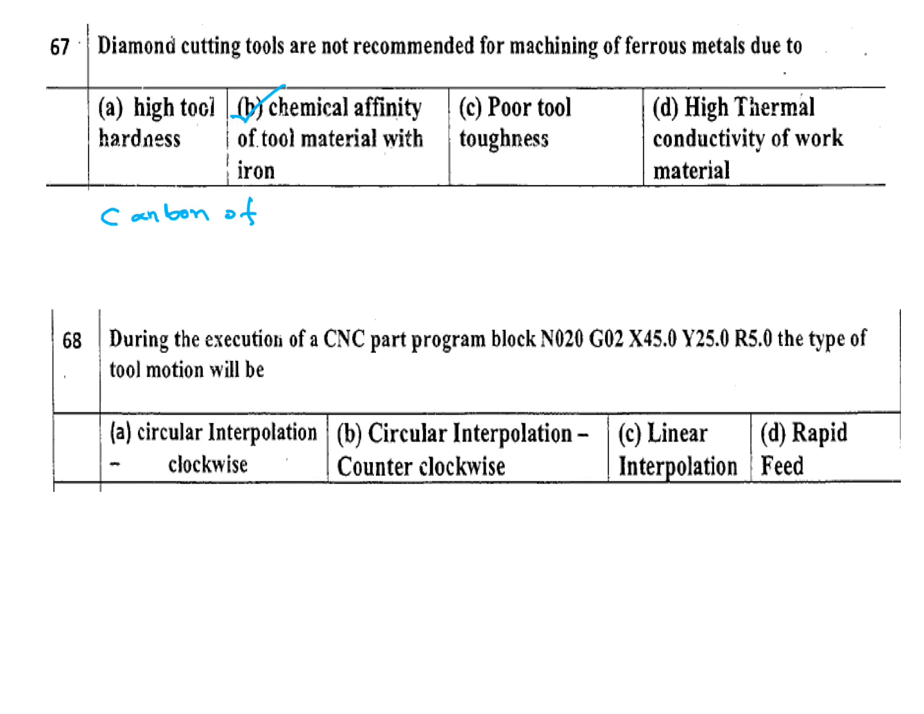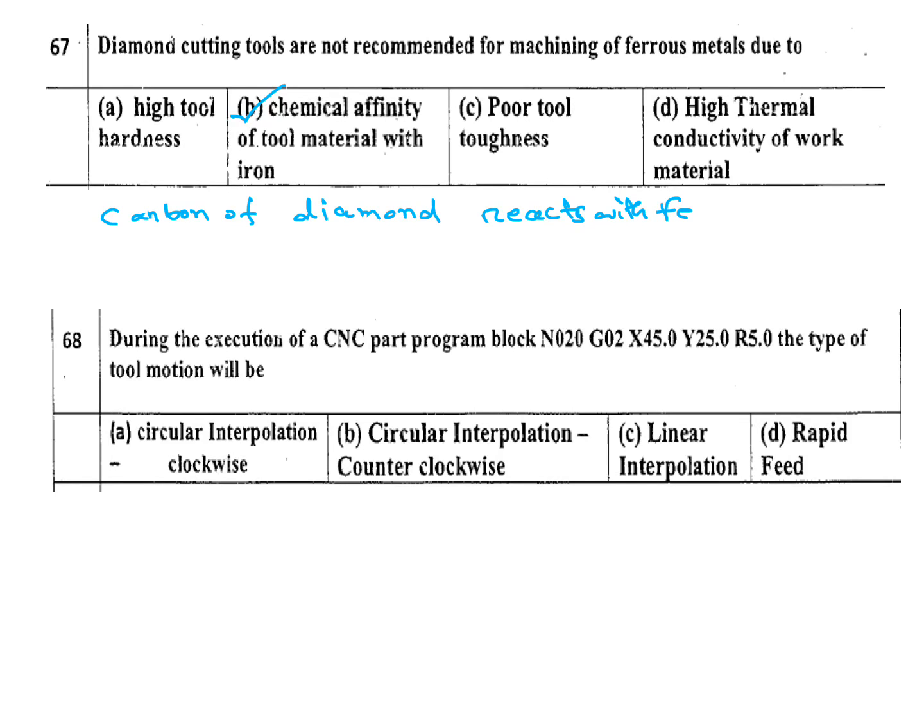reacts with ferrous metal. That's why we are not using diamond cutting tools for cutting ferrous metals. So the answer is B, chemical affinity of tool material with iron.